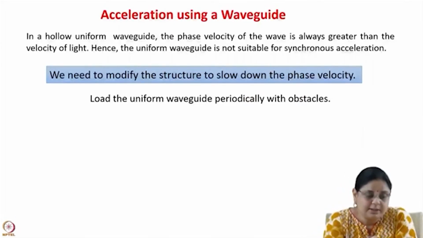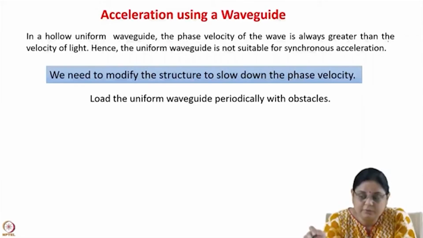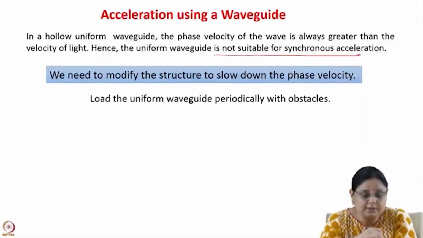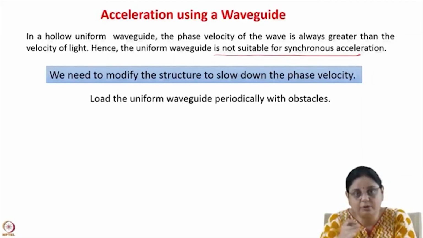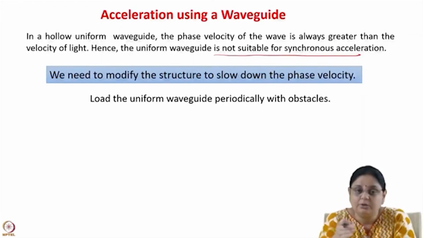So we have just seen that in a hollow uniform waveguide, the phase velocity of the wave is always greater than the velocity of light. Hence, the uniform waveguide is not suitable for synchronous acceleration. So we need to modify the structure to slow down the phase velocity. If we could bring the phase velocity below the velocity of light, or match it to the velocity of the charged particles, then we can use a waveguide for acceleration.